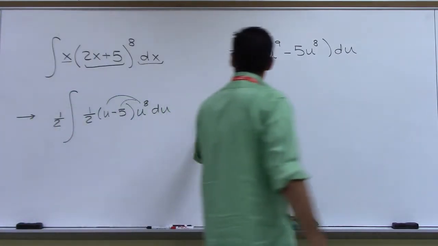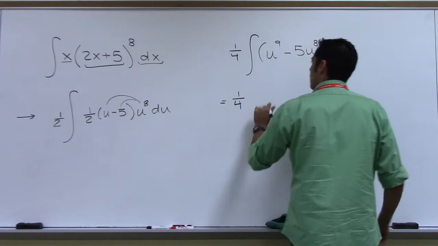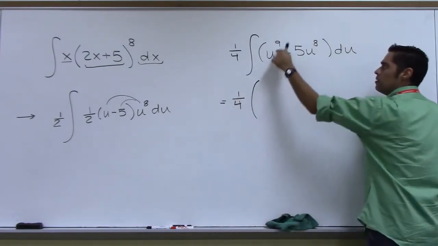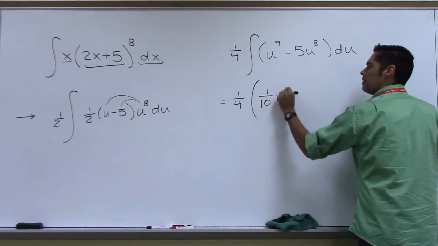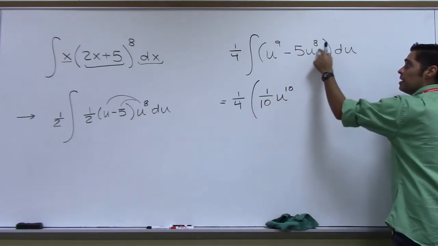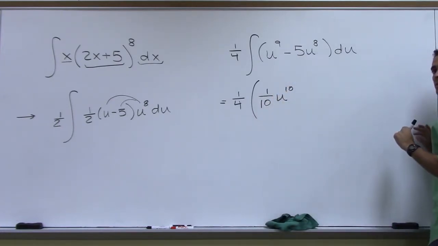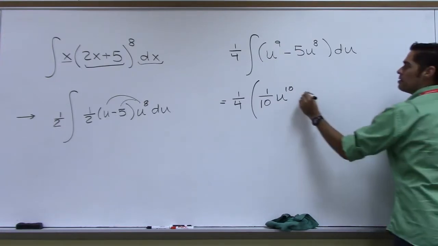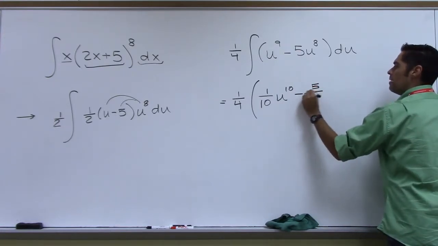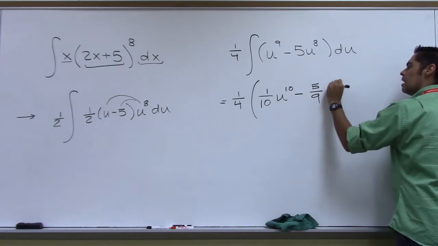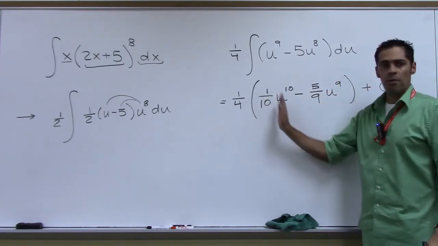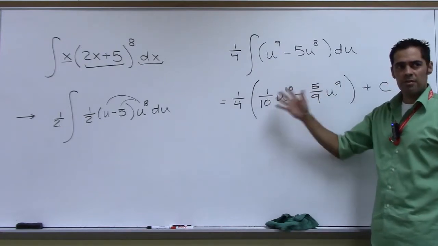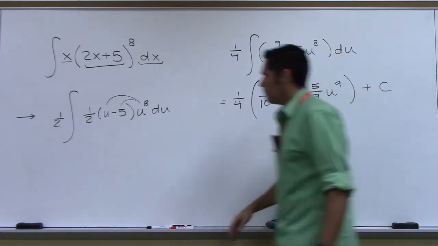So you'll have 1/4. Okay, what is the antiderivative of u to the 9th? 1/10 u to the 10th. Antiderivative of u to the 8th is 1/9 u to the 9th. But there's a minus 5, so 5/9 u to the 9th plus c. And then you distribute a 1/4 through. And I guess I just did a 1/2 through or something. Okay.